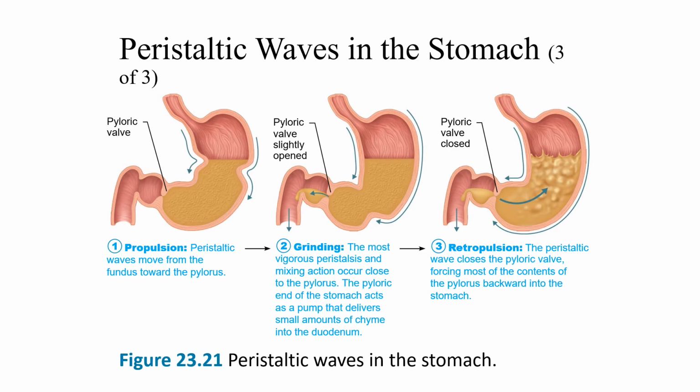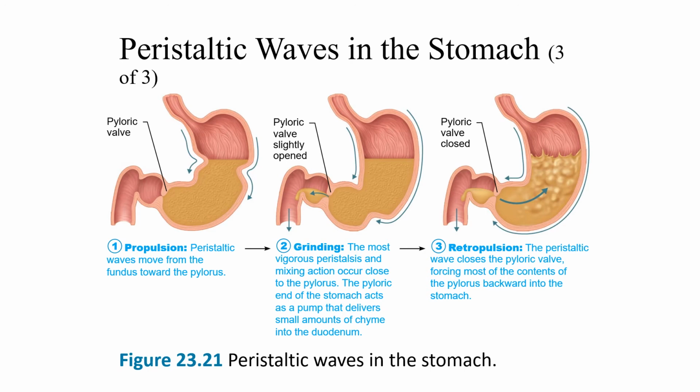So here we go with mechanical digestion. We've talked about the chemical digestion, the enzymes, the hormones. Now let's look at the mechanical digestion. In the stomach, there are peristaltic waves and segmentation waves. The peristaltic waves move from the top of the stomach, the fundus, to the pyloric area, the pylorus. That makes good sense because you want the chyme to go into the small intestine. Very important.